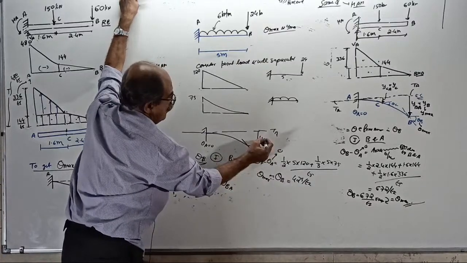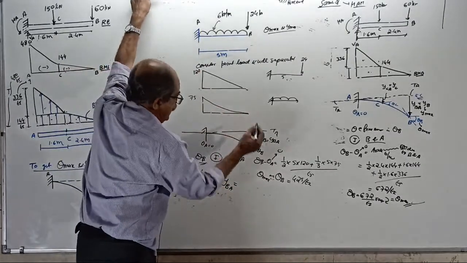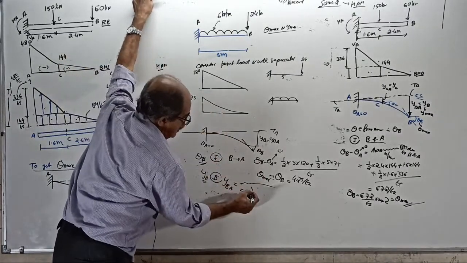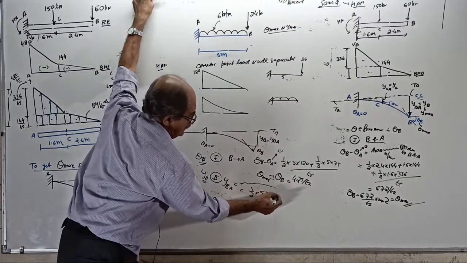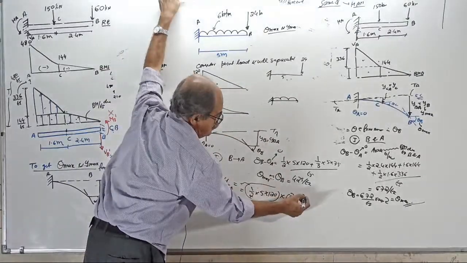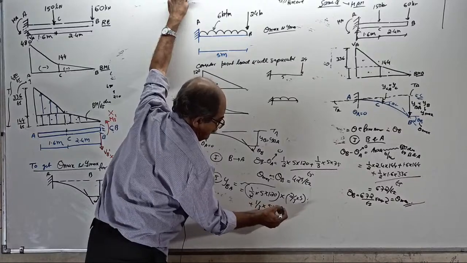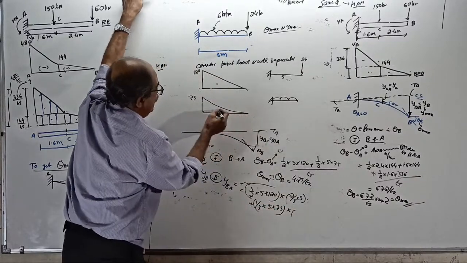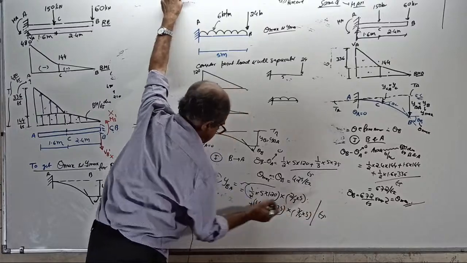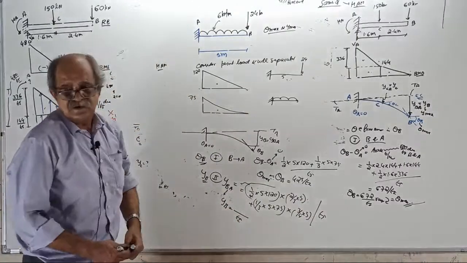YB equals y of B with respect to A, equal to the moment of the area of the BM by EI diagram between B and A about B. You write: half into 5 into 120 is the area, into CG, which is here 2/3 of 5, plus one more area, 1/3 of 5 into 75 is the area, into 3/4 of 5 from here to here, divided by EI. This itself is YB. Answer.